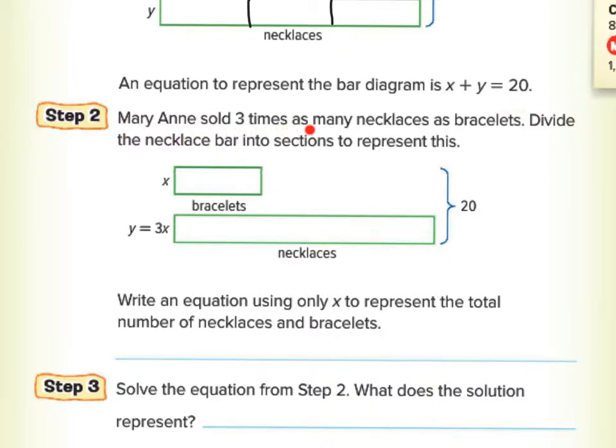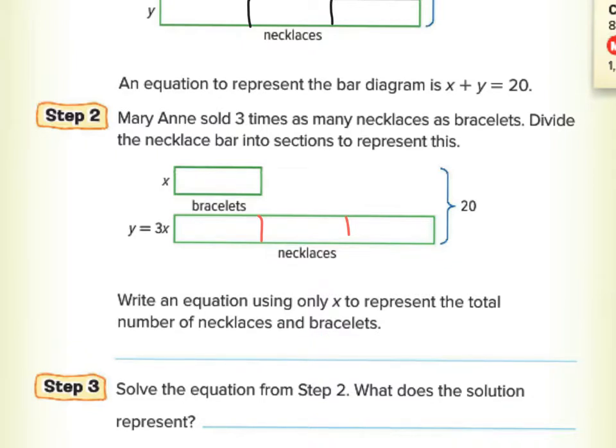Marianne sold 3 times as many necklaces as bracelets. Divide the necklace bar into sections to represent this. We've just done that in the previous example where we would separate it like that. Right, and we have x bracelets, and down here we have y equals 3 times x. y is 3 times the amount of x, right? Makes sense.